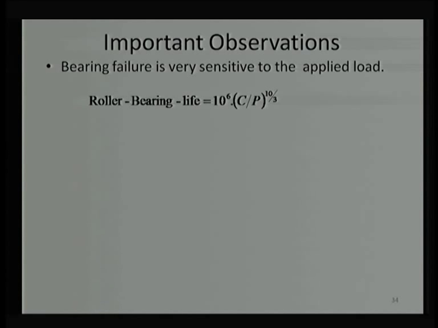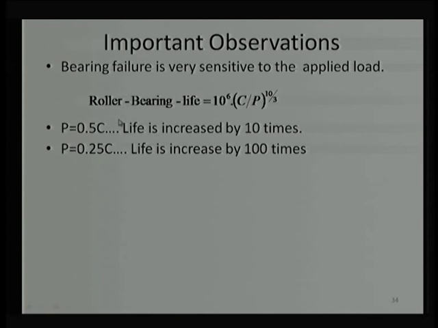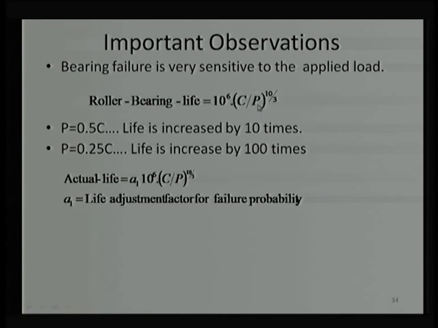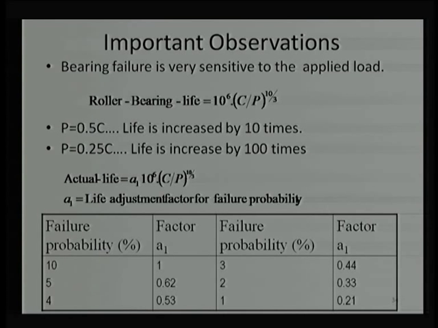Now, what are the important observations which we got from these previous slides? You see that bearing failure is very sensitive to the applied load. Why do we say that? See, you have a bearing life calculation like this, where C by P is a ratio and the power for the roller bearing is 10 by 3. Now, if instead of P equivalent to C, I use P just 50% of C, reducing the load by 50%, I am going to get a 10 times benefit in the bearing life. So, applied load is always going to show very high sensitivity towards the bearing life.